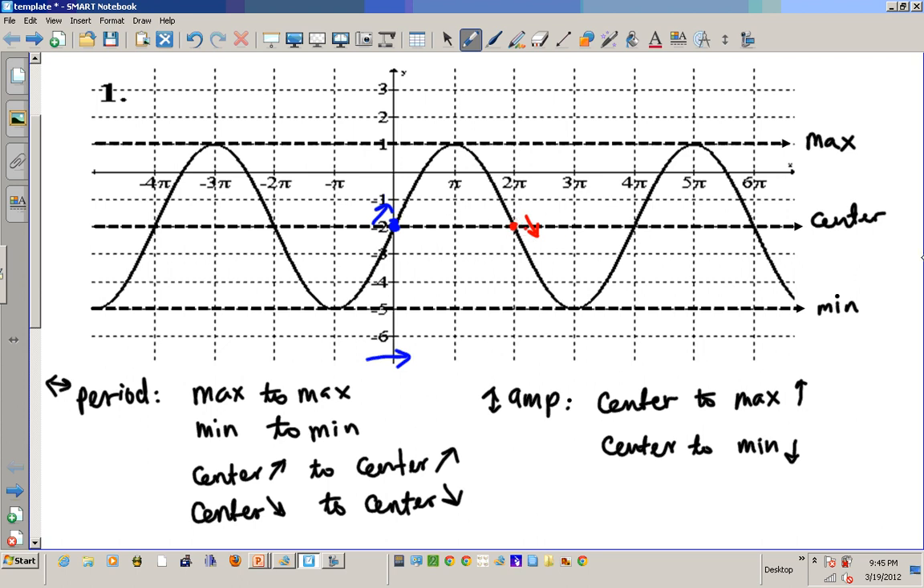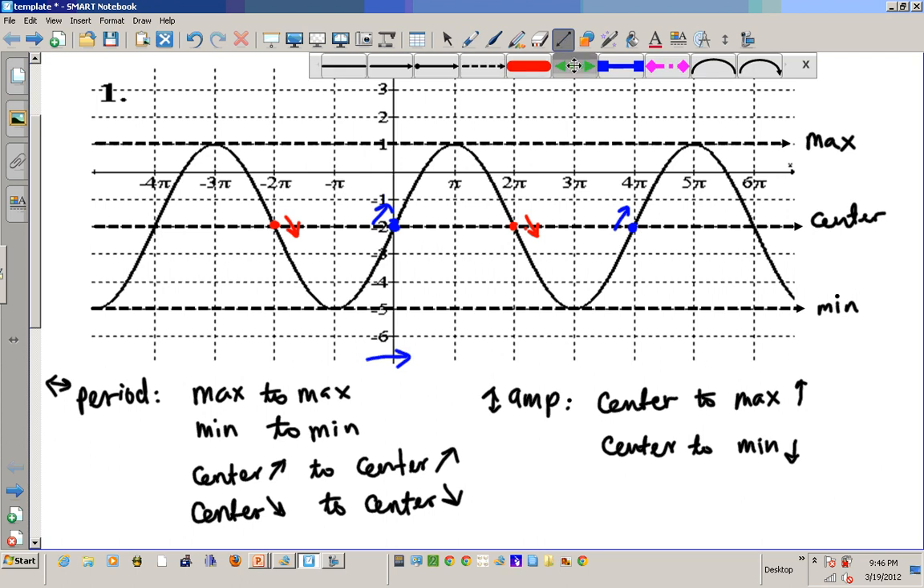When you get to this point, you have a center going up. So the distance from this point, center going up, to the next center going up is a complete period, because you've completed a cycle, and the same cycle will continue after that. If you wanted to be fancy, you can go center going down, going back this way. This is center going down also. So from this red to this red is a period, or from this blue to this blue is a period. The distance from here to here is your period.